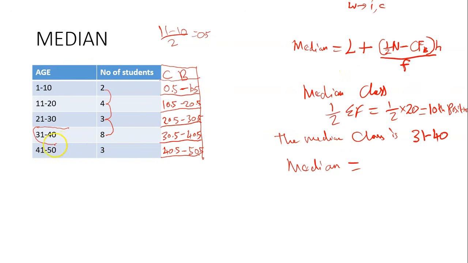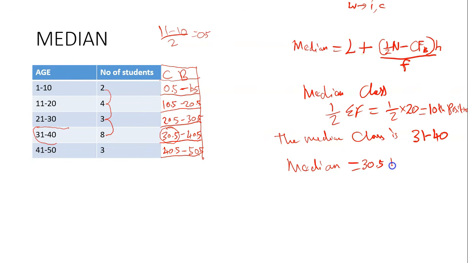So this is the median class, isn't it? Class 31 to 40 is the median class. So this class is the median class. So what is the lower class boundary of the median class? The 30.5. Okay. The lower class boundary of the median class is what? 30.5. So we substitute it in place of L.